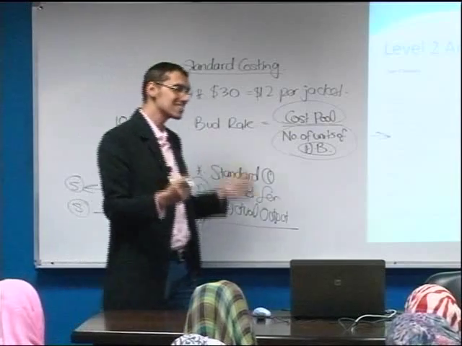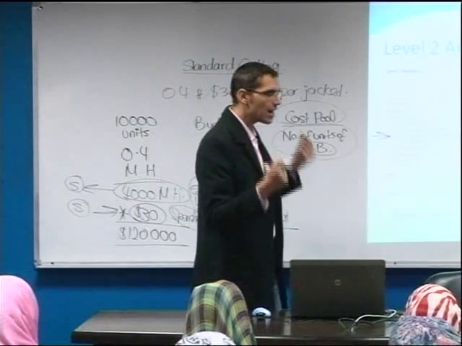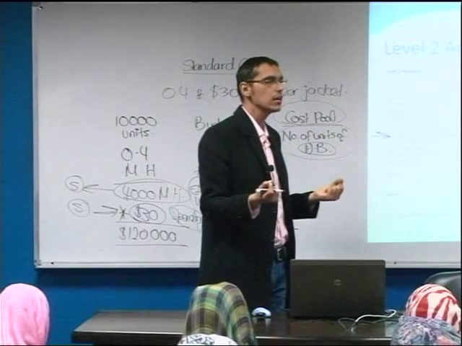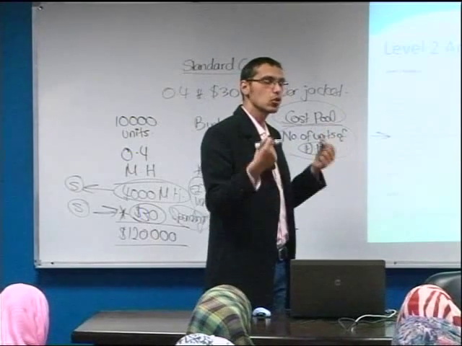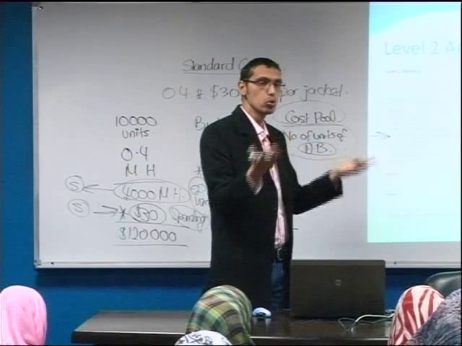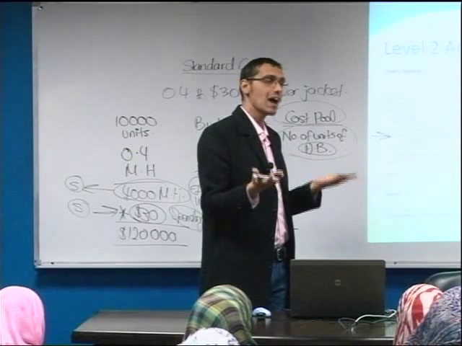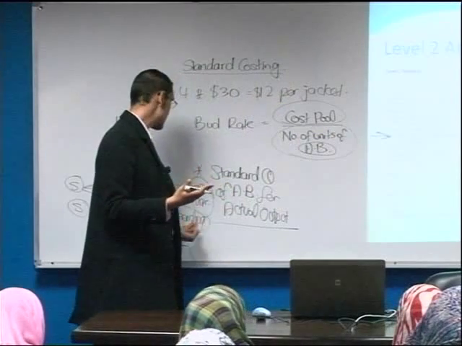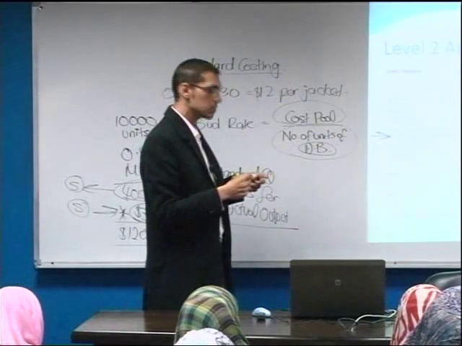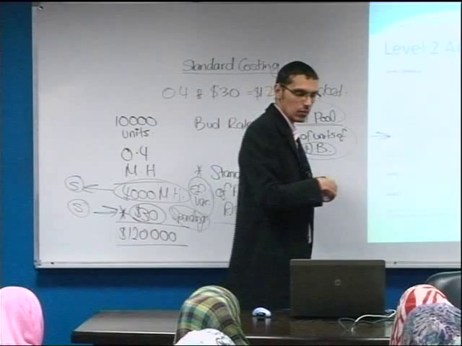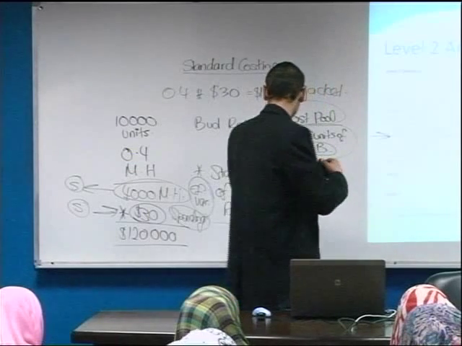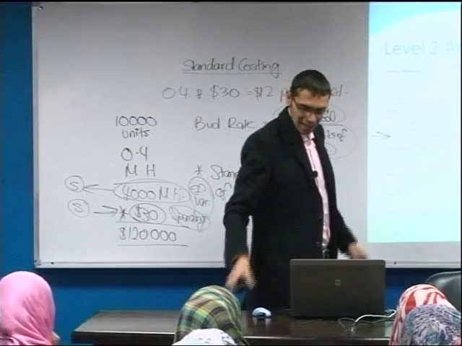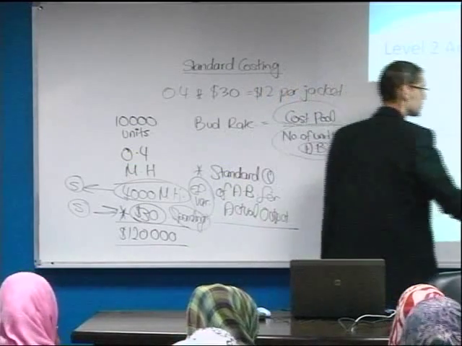Therefore, flexible budget variable manufacturing overhead cost variances could be analyzed into two different variances. One is the efficiency variance, and the second is the spending variance. Now, let us see how we are going to calculate the efficiency variance.